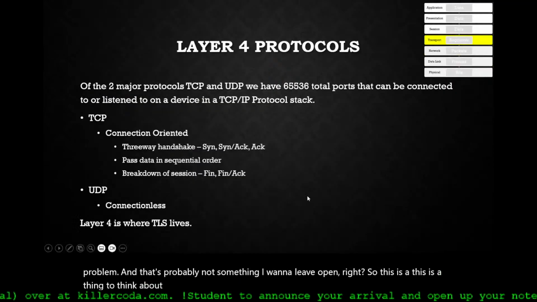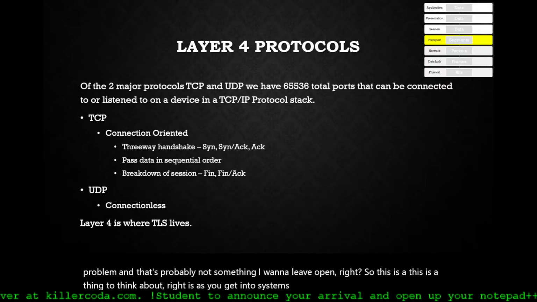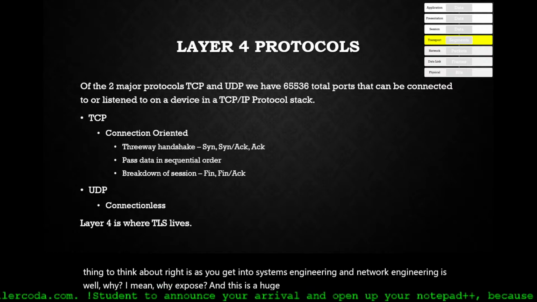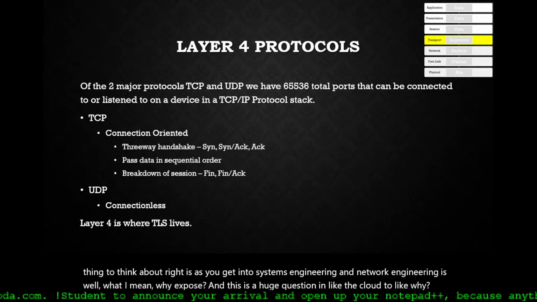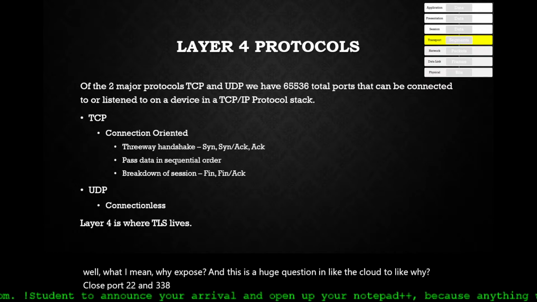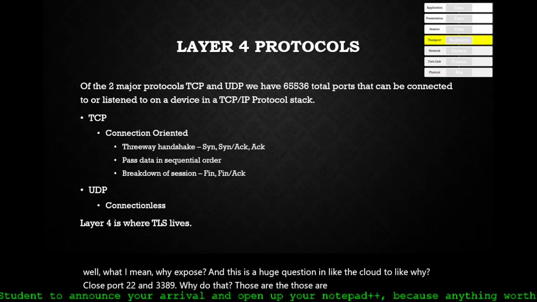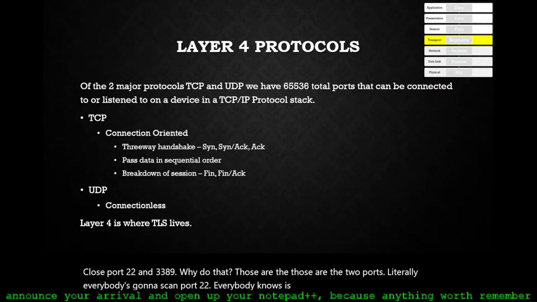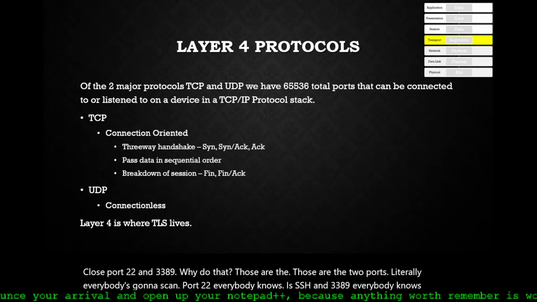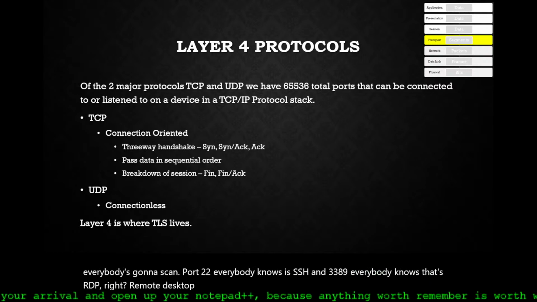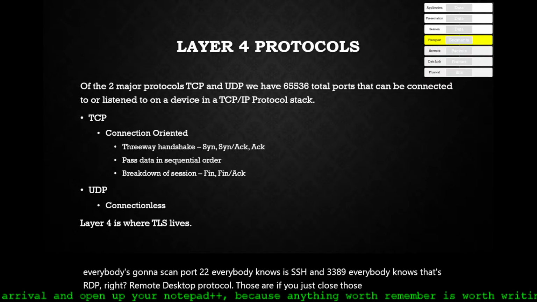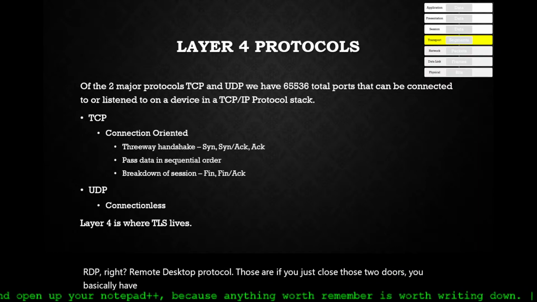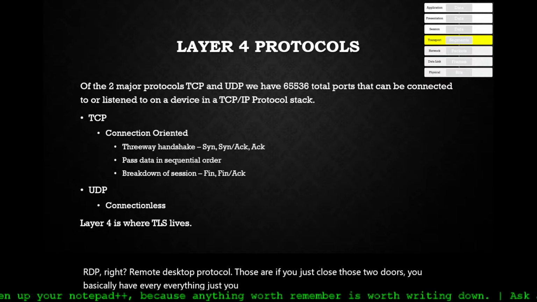As you get into systems engineering and network engineering, the question is, why expose? And this is a huge question in the cloud too. Why expose port 22 and 3389? Why do that? Those are the two ports literally everybody is going to scan. Port 22 everybody knows is SSH, and 3389 everybody knows is RDP, Remote Desktop Protocol. If you just close those two doors, you basically have everything turned off. Nobody can connect to your stuff.